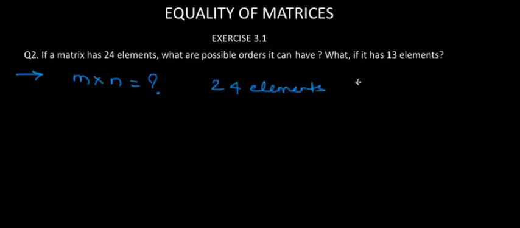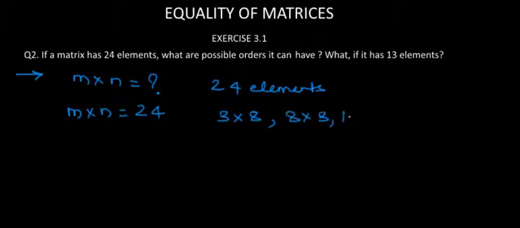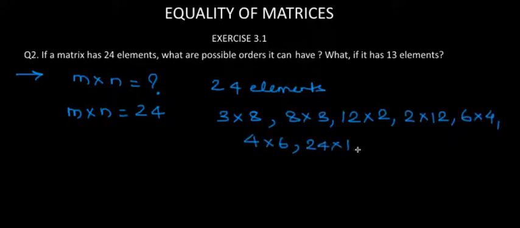In the previous sum we have studied that if you have to find the number of elements, we just multiply m and n. So in this case they have given you indirectly m cross n, this product should be equal to 24. Okay, so in short you need to find the factors of 24. So let's find all the possible factors of 24. You can have 3 and 8, 8 and 3, 12 and 2, 2 and 12, 6 and 4, 4 and 6, 24 and 1, and also 1 and 24. So these are all the possible factors of 24 you can think of.